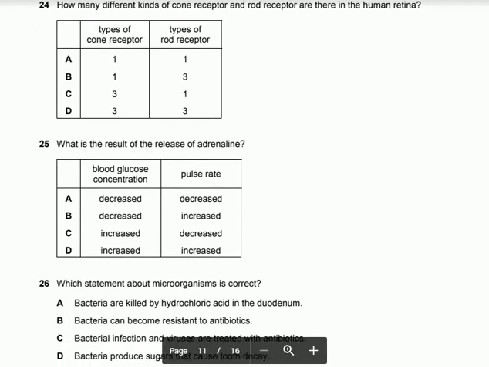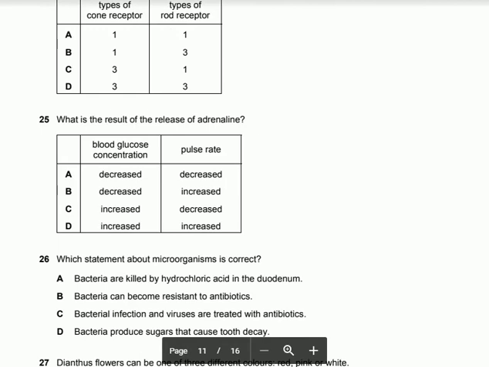Moving on, 25. What is the result of release of adrenaline? So if adrenaline is released, your blood glucose concentration would definitely increase, and your pulse rate will also increase. Like, it's your fight or flight. Take for example, let me just turn on the webcam.